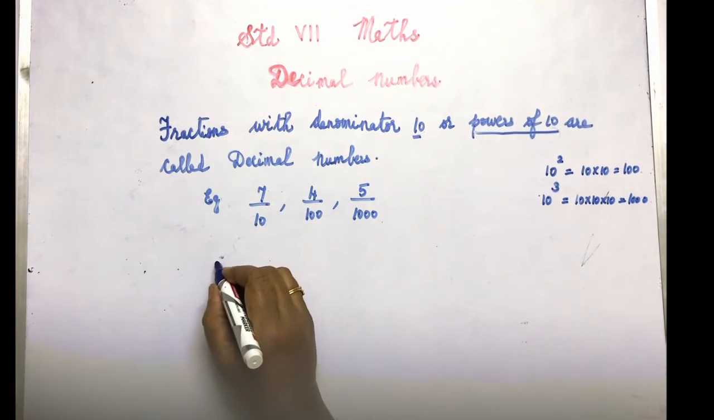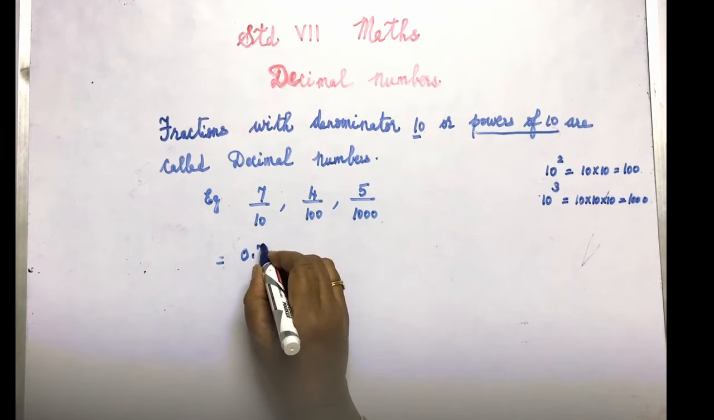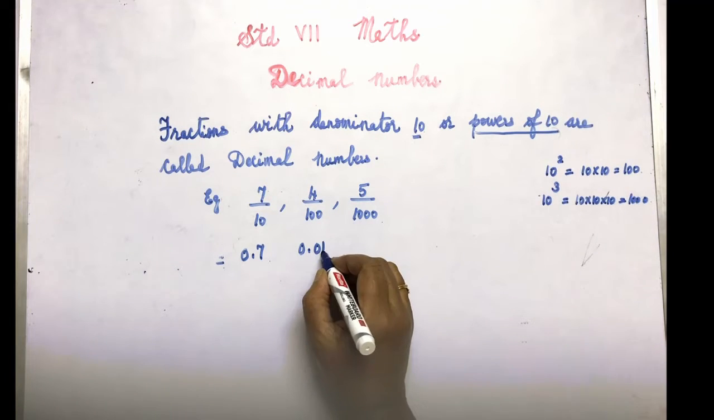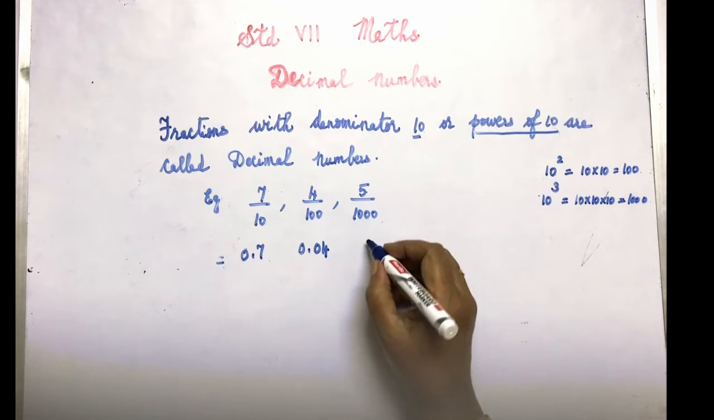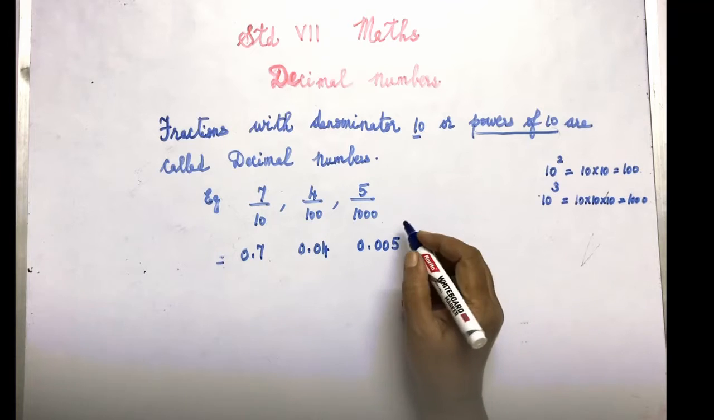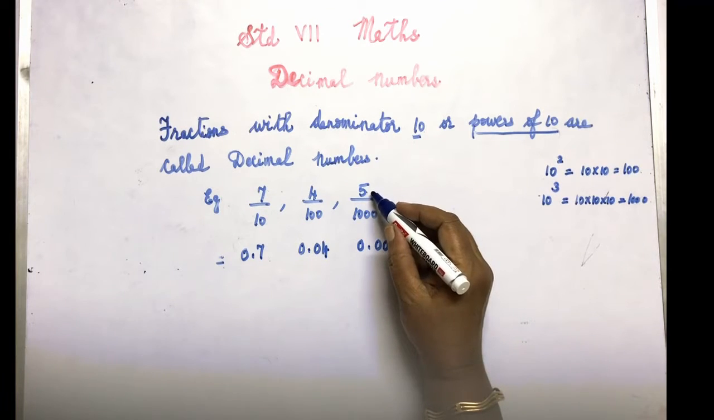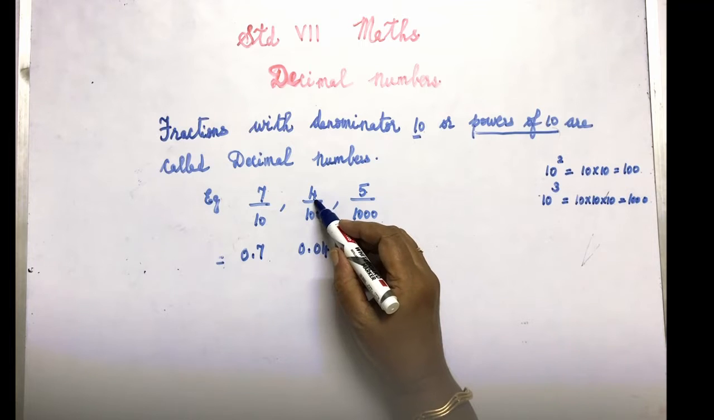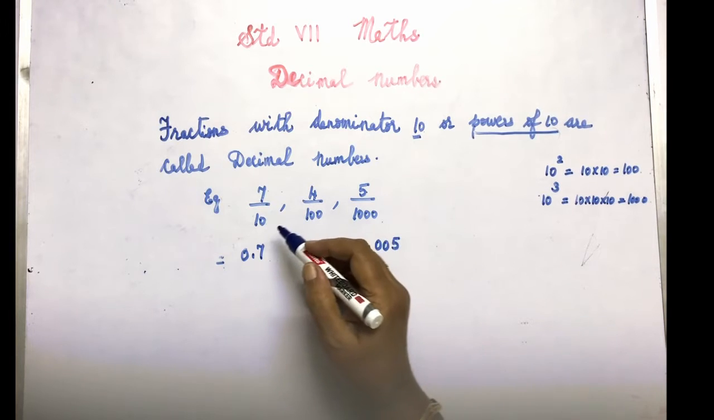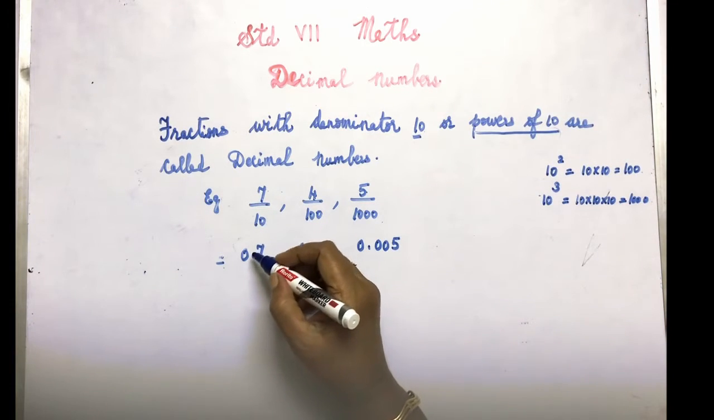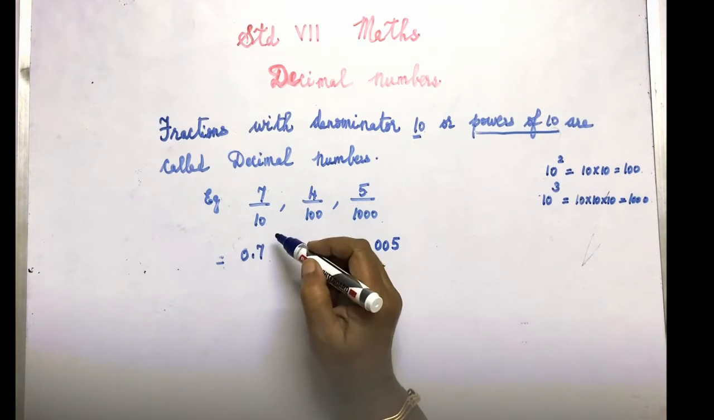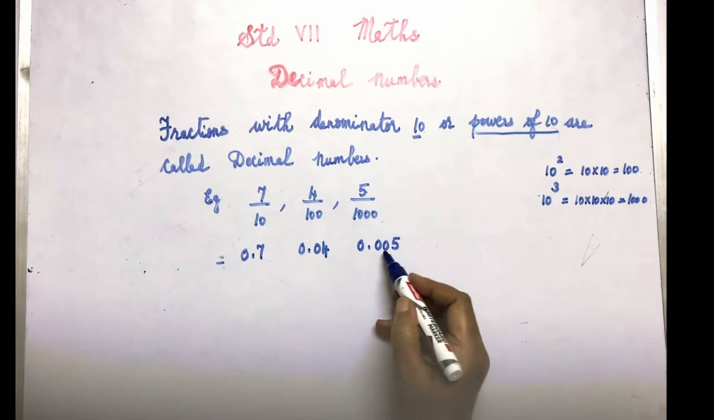Now 7 by 10 can be written as 0.7. 4 by 100 can be written as 0.04. 5 by 1000 can be written as 0.005. So this is another way of representing 5 by 1000. 4 by 100 can be represented in decimal as 0.04, and 7 by 10 as 0.7. How to write a fraction into decimal, I will be explaining later. Now these are all decimal numbers.